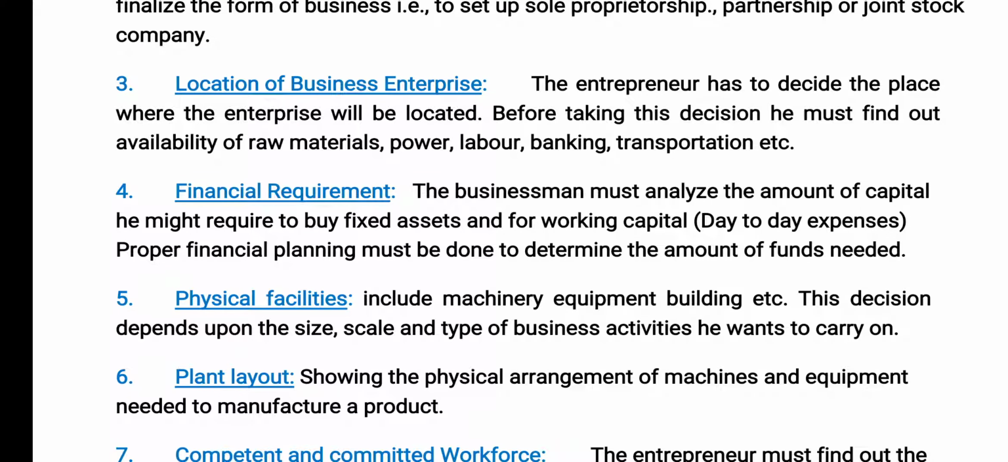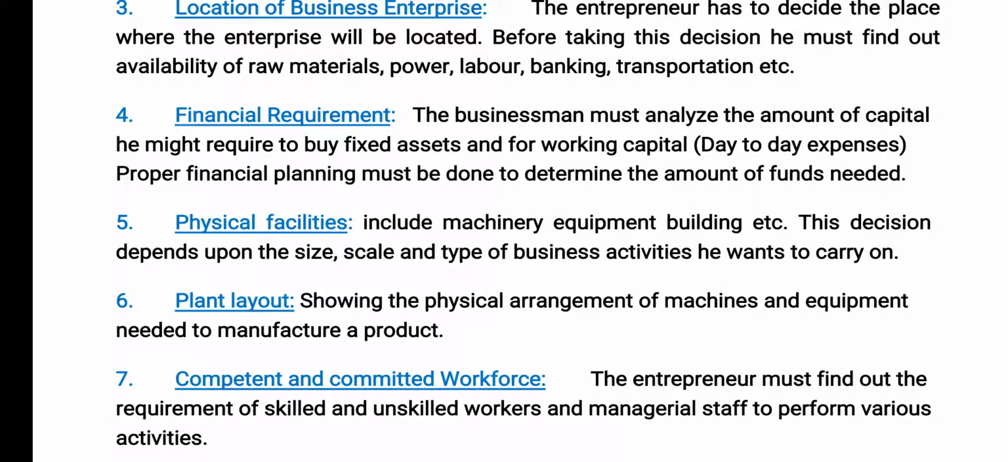Then the financial requirement. The businessman must analyze the amount of capital he might require to buy the fixed assets, and for working capital, day-to-day expenses. Proper financial planning must be done to determine the amount of funds needed. Fifth one is physical facilities, which includes machinery, equipment, building, etc. This decision depends upon the size, scale, and type of business activities he wants to carry on.